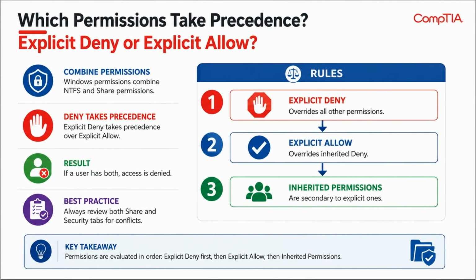Windows permissions combine NTFS and share permissions. Explicit deny takes precedence over explicit allow. If a user has both, access is denied. The rules: explicit deny overrides everything else. Explicit allow overrides inherited deny, and inherited permissions are secondary to explicit ones. Always review both the share and security tabs for conflicts.